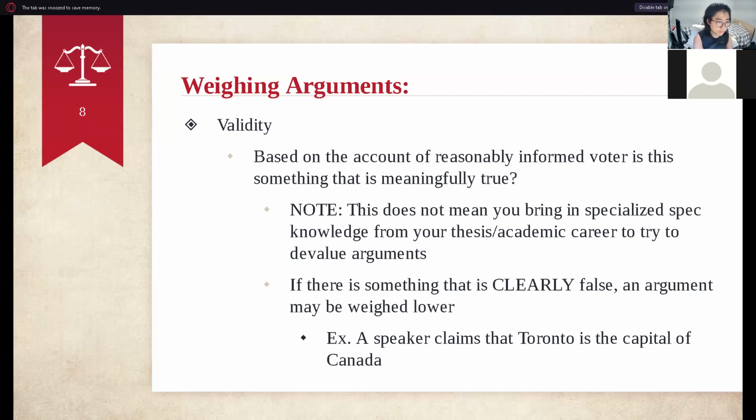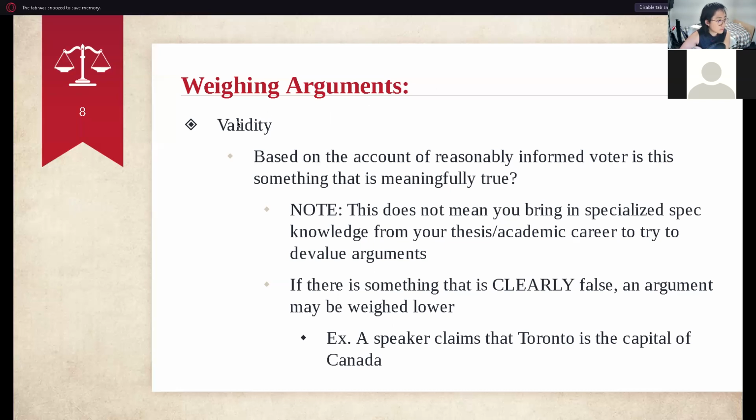So for example, in an IR round, someone talks about an impact being something like denuclearization is going to happen, or a speaker might say nuclear war happens as a result of something. If they're not able to prove that to be true, or that it actually follows from their premises, then that is not something you should credit very highly. So they lose based on validity.